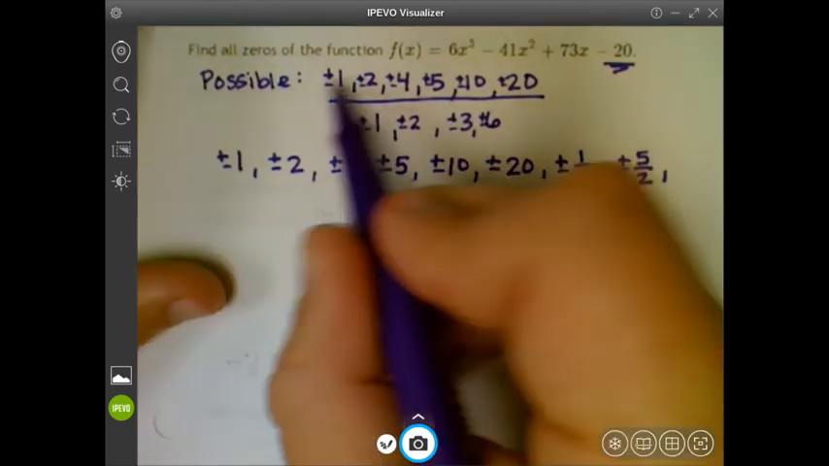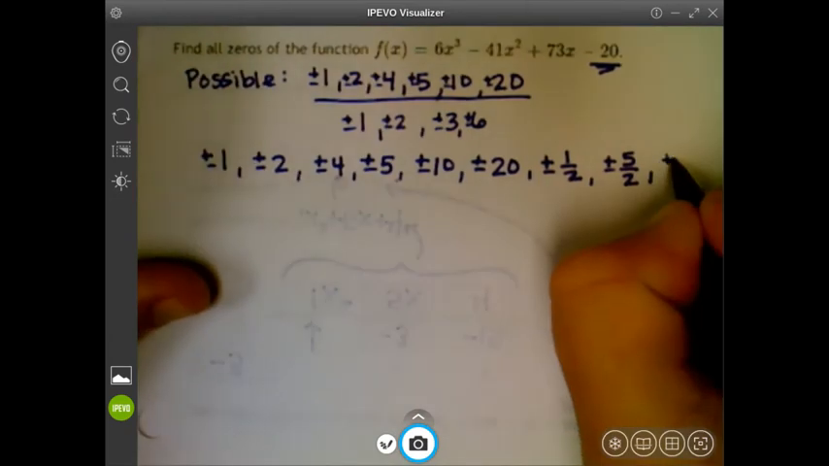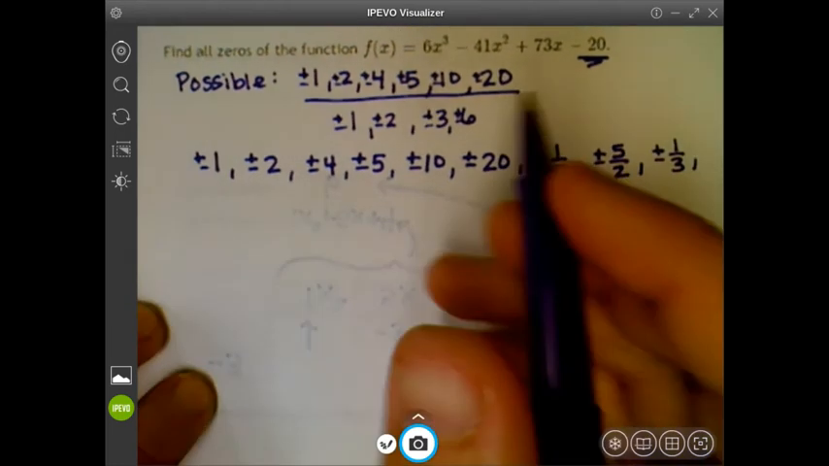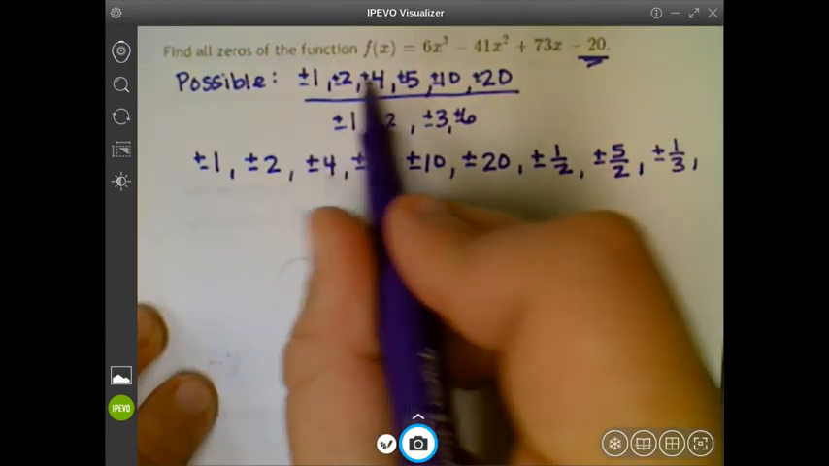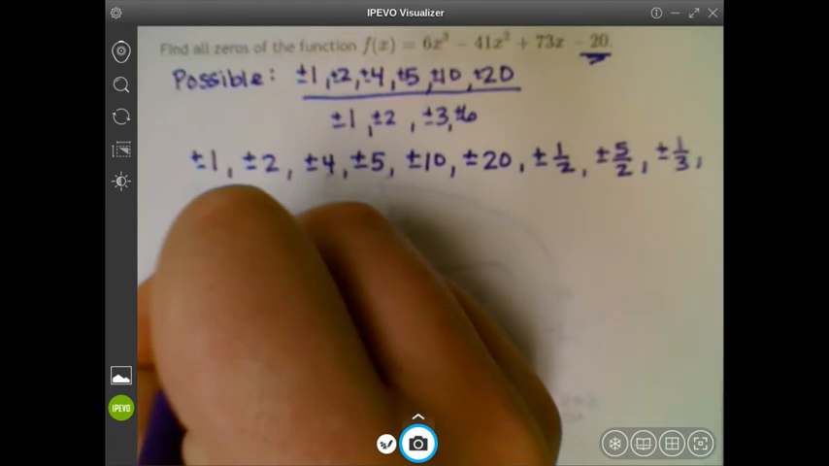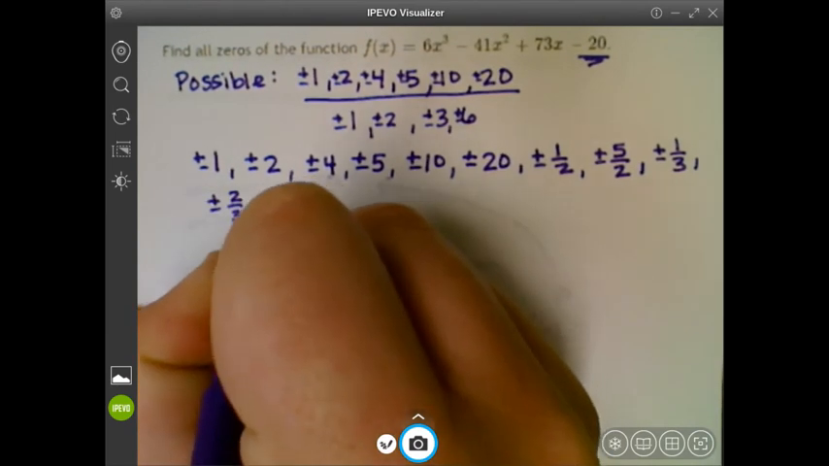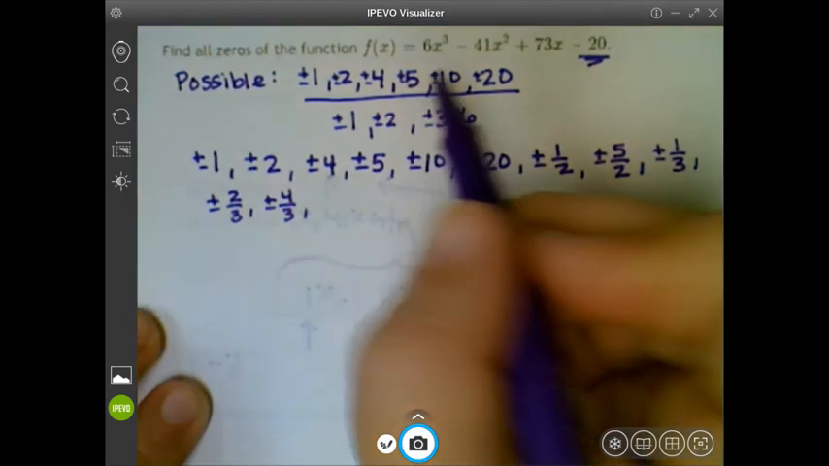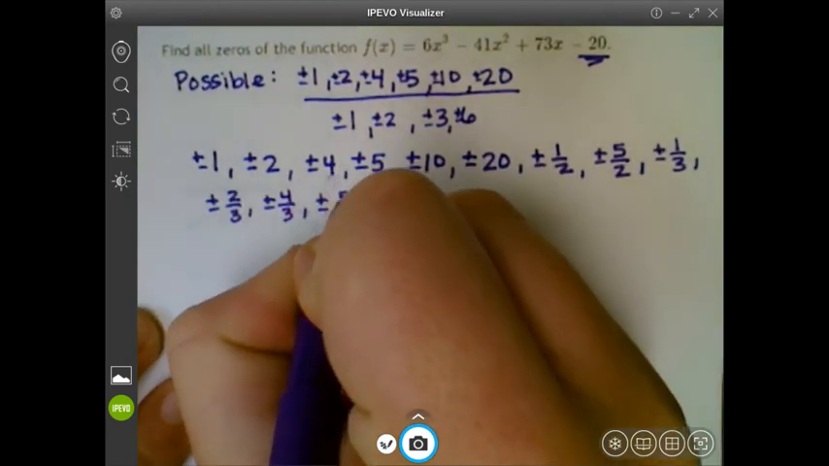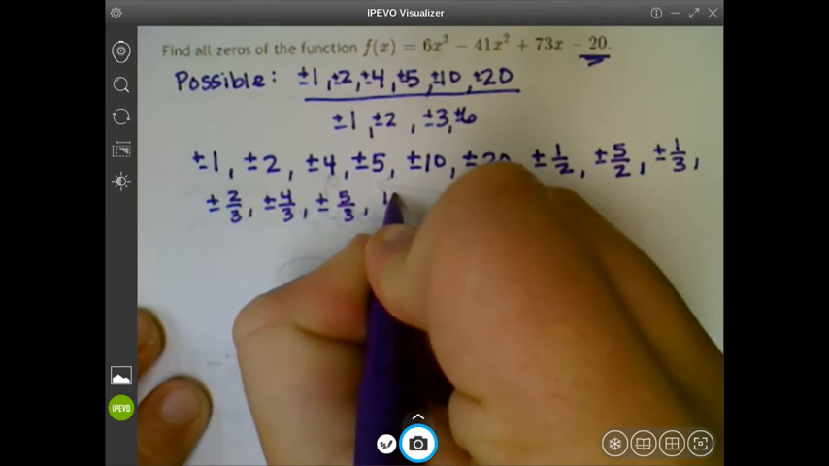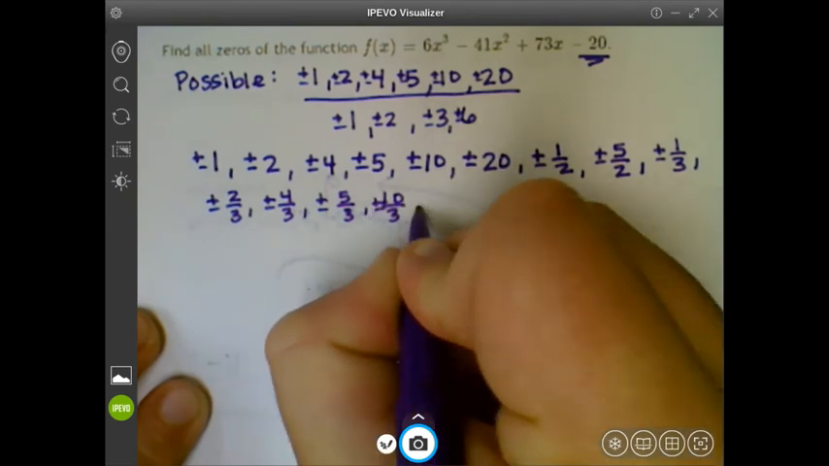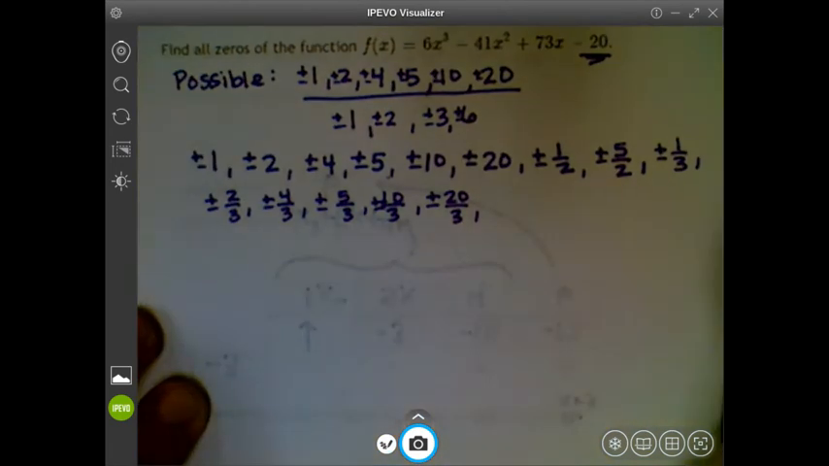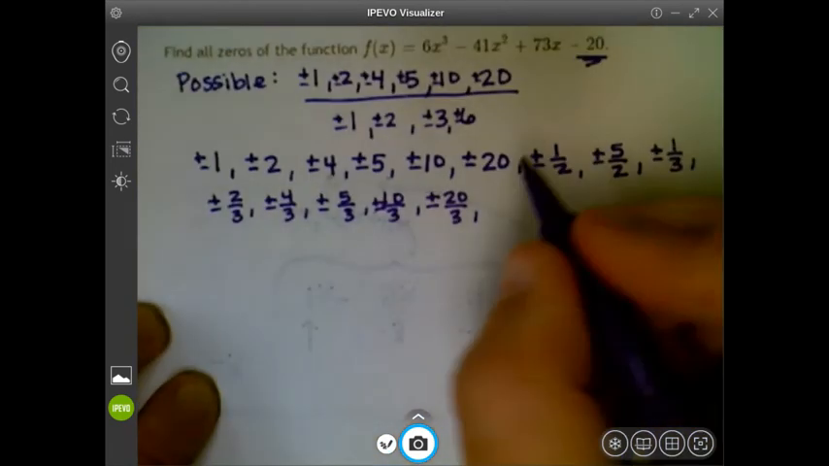And we're going to divide each of them by 3. Plus or minus a third. 2/3. 4/3. 5/3. 10/3. And 20/3. None of those were already on the list. And then last but not least, dividing them all by 6.